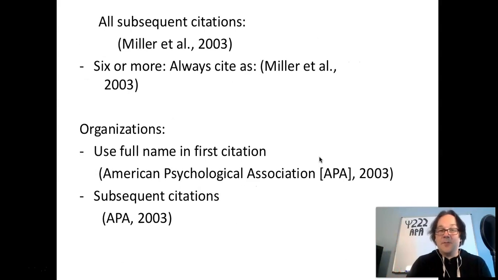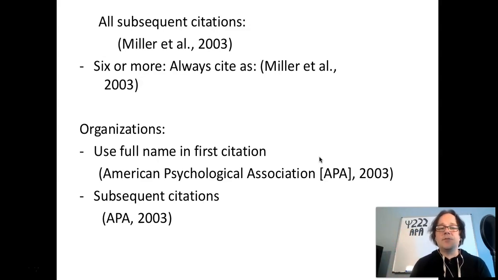Now, sometimes you might have 6 or more authors on a paper, particularly if it's a medical paper. They tend to have like a dozen plus authors sometimes. So for 6 or more, we will always just cite the first author and et al. In the reference section, you're going to have to list out every single author. But for in-text citations, it'll just be Miller et al., even for the first time.